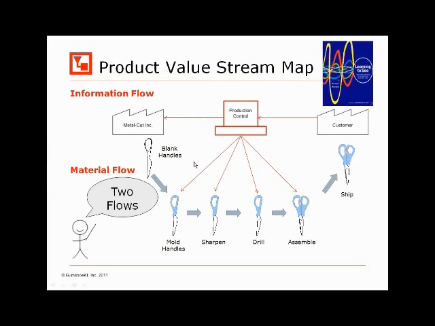Okay, so let's look at a conceptual view of a product value stream map. You remember that I said that there are two flows. So here across the top is an information flow. And then at the bottom, here's the material flow. So here's the product going through the various manufacturing steps and logistic steps to go from the suppliers all the way back to the customer.